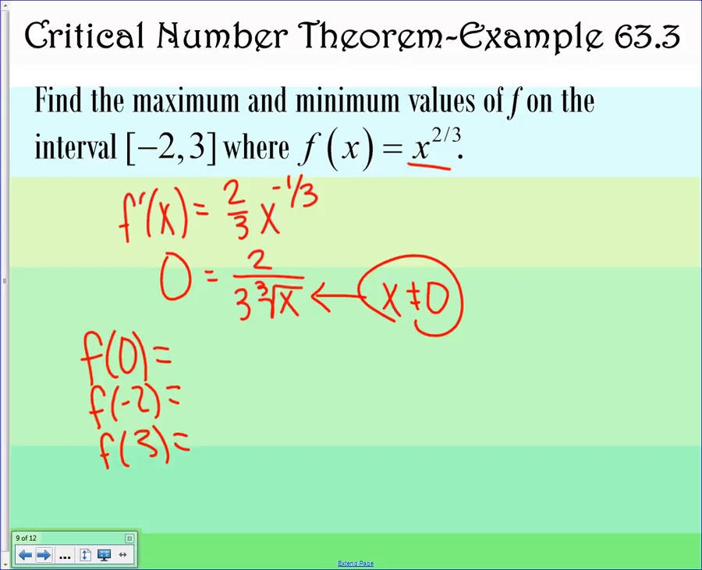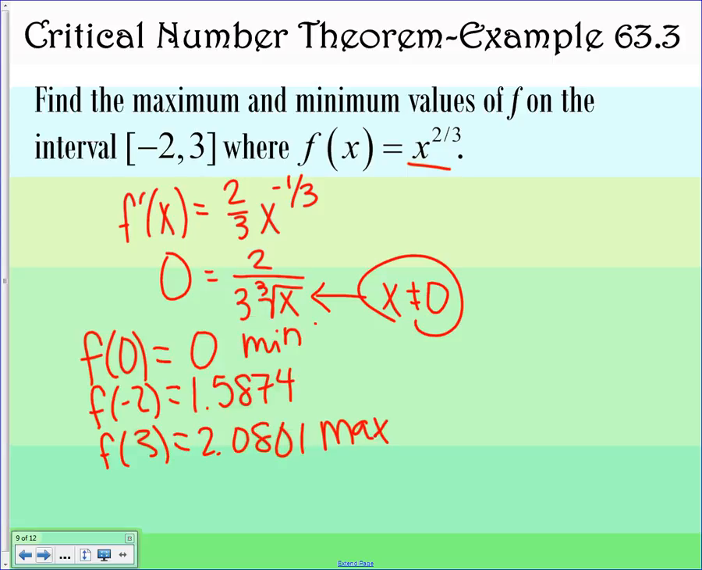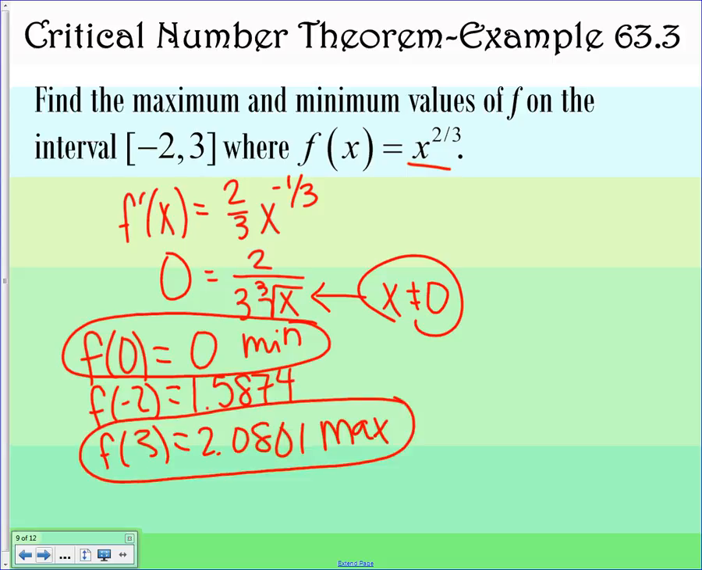Well, 0 to the 2/3 is just 0. -2 to the 2/3 is 1.5874. And then 3 to the 2/3 is 2.0801. So of those, this is going to be our minimum. And then this one is going to be our maximum, because that's our lowest and that's our highest value. So that would be your max and min values on that interval for that function x to the 2/3.